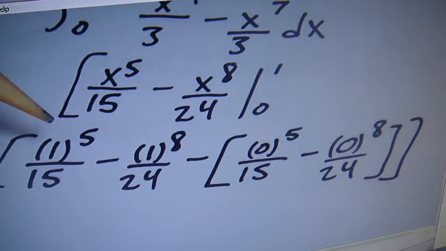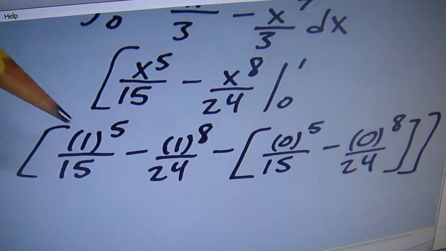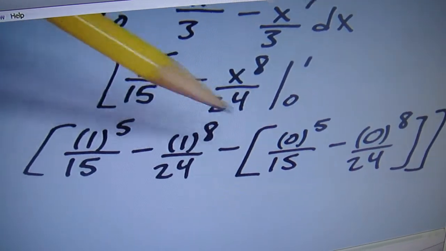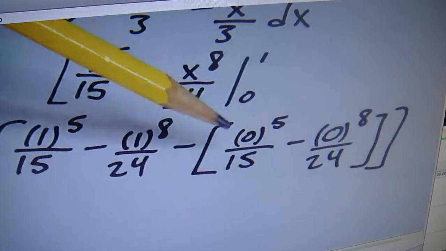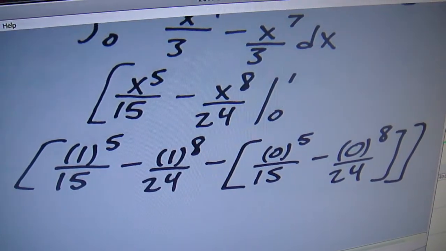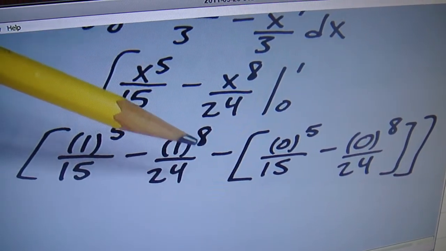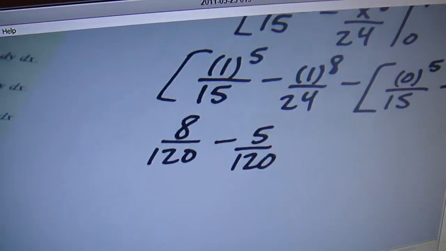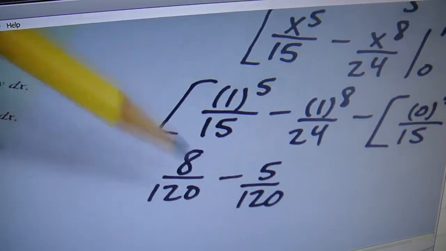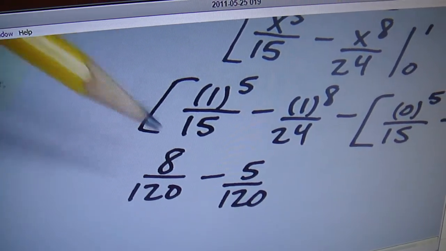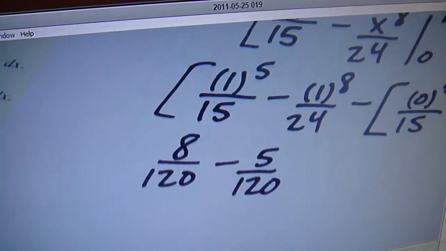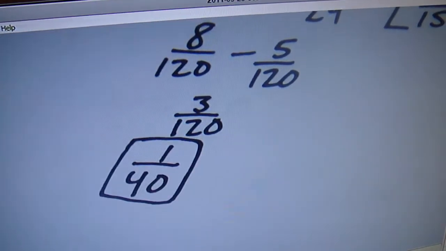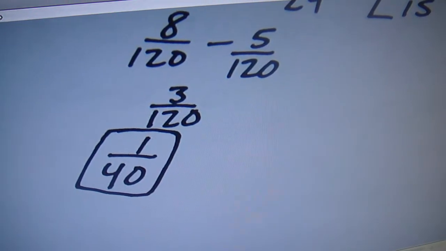You have 1 to the 5th over 15 minus 1 to the 8th over 24, and then you subtract the zeros, and we do this just in case we are wrong on the zeros, in case there's going to be a 1 or not. So you get 8 over 120, and you subtract that from 5 over 20, you get 3 over 20, which gets you 1 over 40.